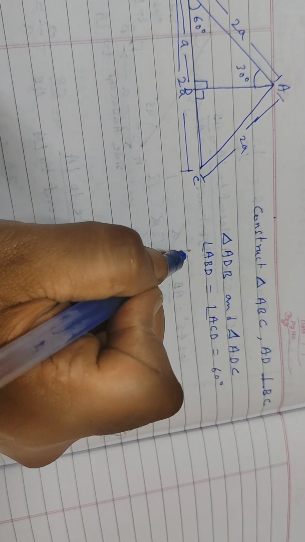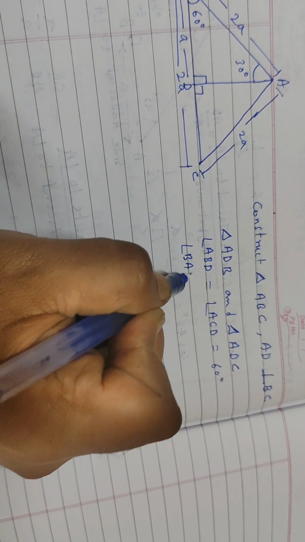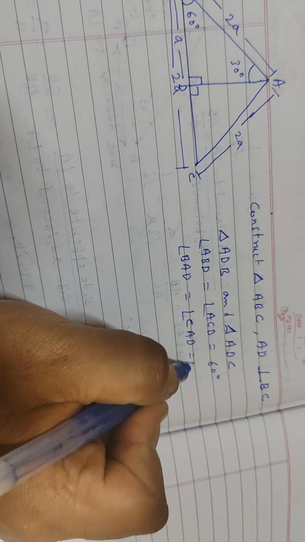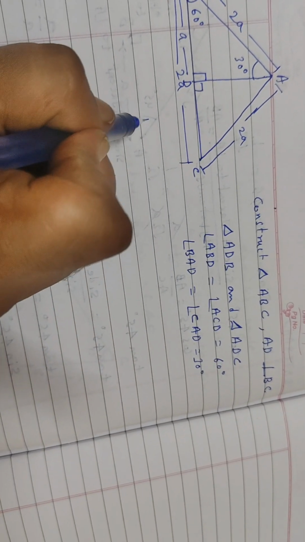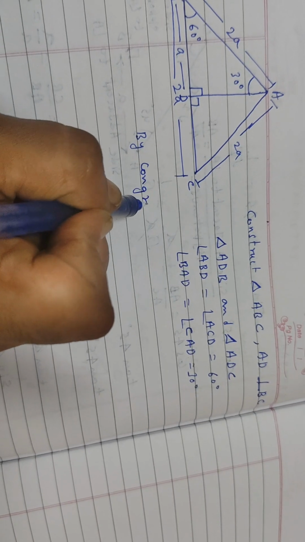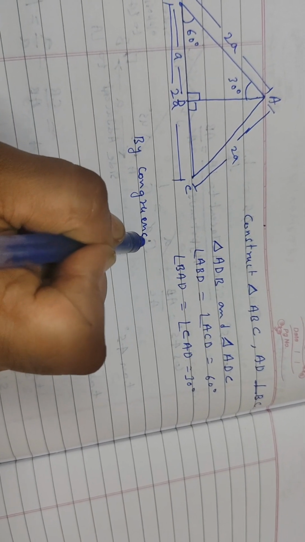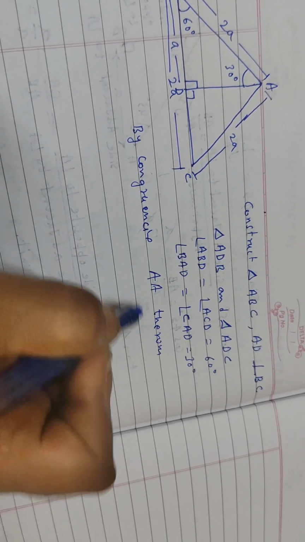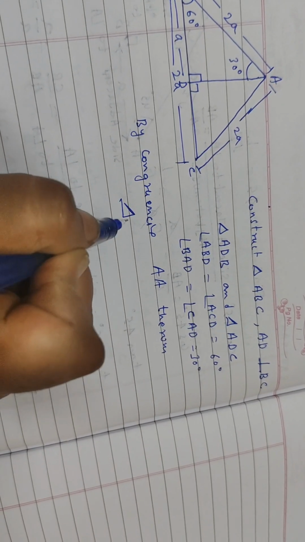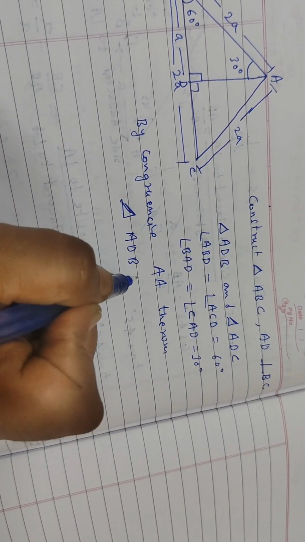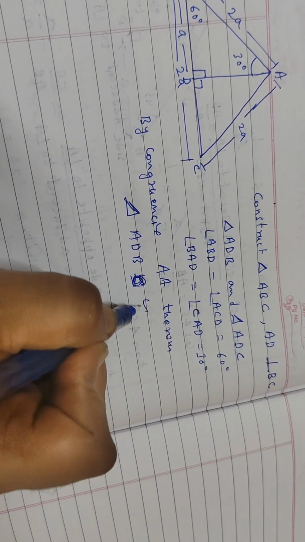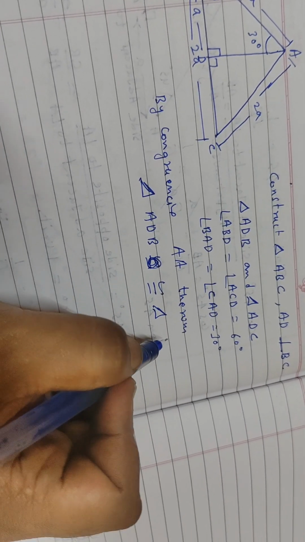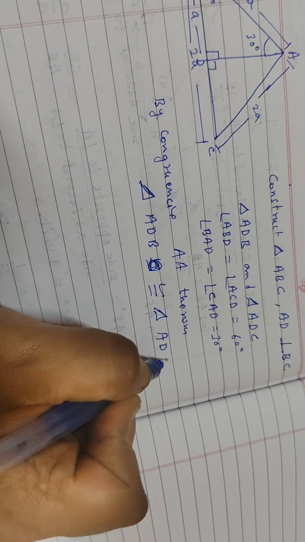and angle BAD equals angle CAD, 30°, by the congruency angle theorem. Triangle ADB is congruent to triangle ADC.